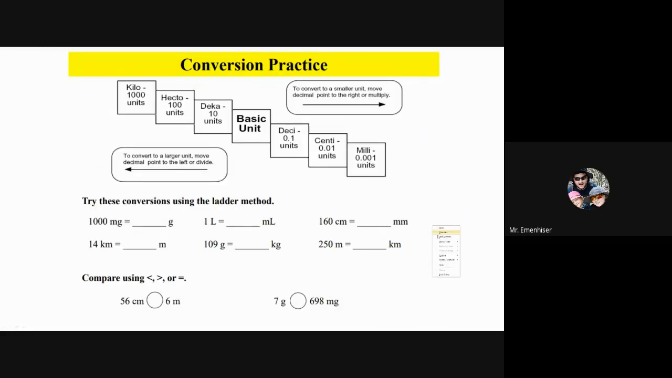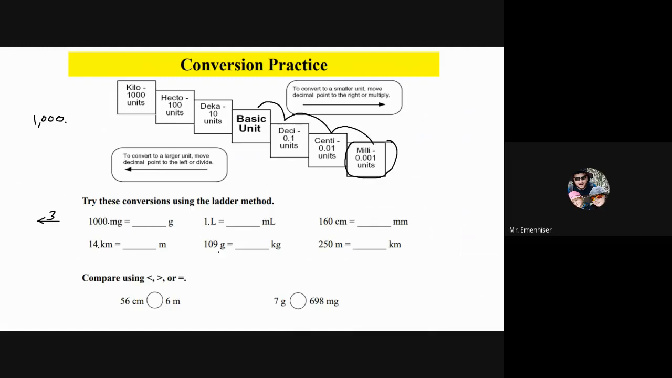All right, so let's try these with the ladder method. So we've got 1,000 milligrams is how many grams? So here we're starting with milli, and we're going up to grams. So we got to go 3 places to the left. Right, 3 places to the left. So I'm going to write that. 1,000. So I do 1,000. I put my decimal at the end. Remember that the decimal is at the end of the number.